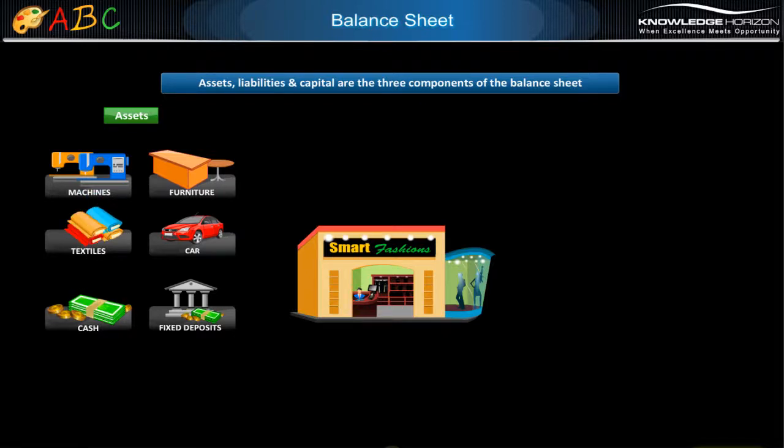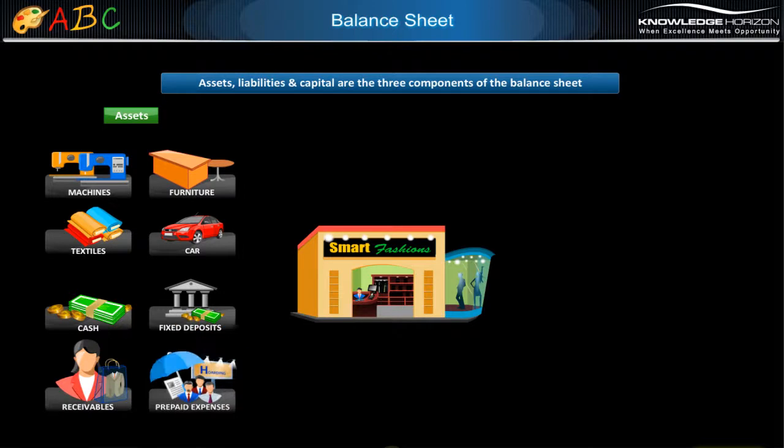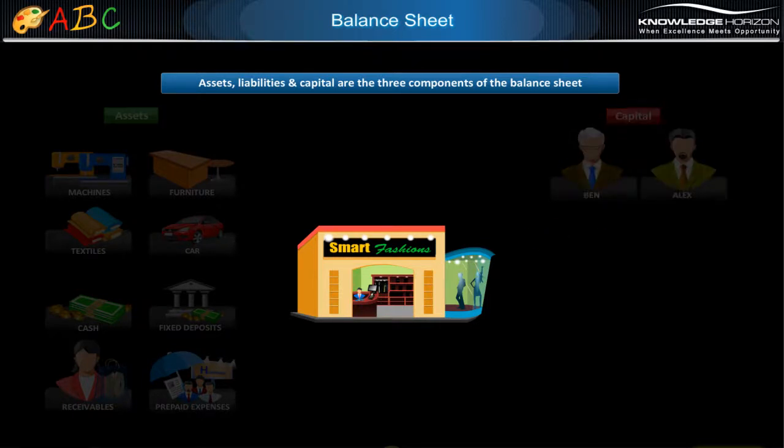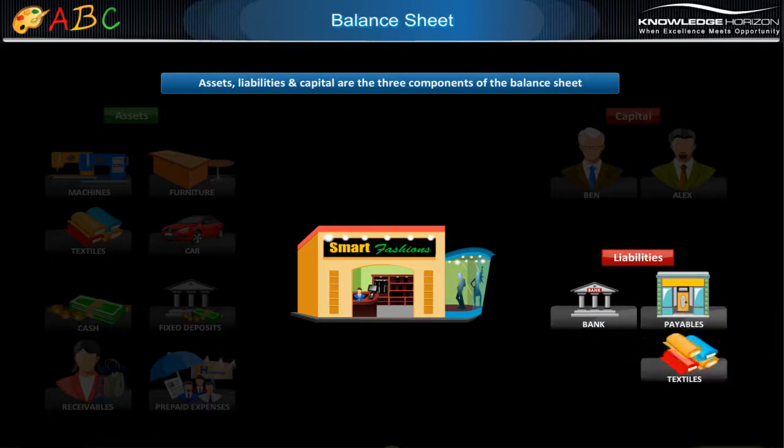The firm has full rights over receivables and prepaid expenses, which result in future economic benefits, and therefore these are also treated as assets. Any fund put into the business by the owners is capital. The funds provided by outside agencies, such as a bank, are liabilities for the business. Goods received by the business for which the firm is liable to pay are also termed liabilities.